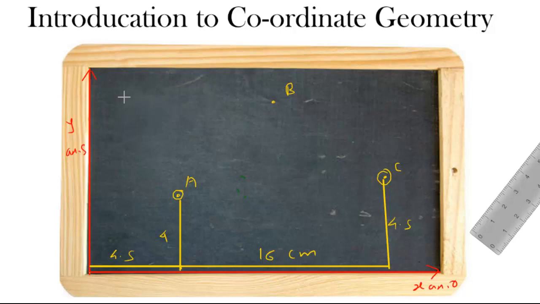For the point A, the horizontal distance was 4.5 centimeter. So we will write the horizontal distance 4.5 centimeter. This horizontal distance is known as the x coordinate. Then we travel along the y-axis, along the vertical axis. For point A, we have traveled 4 centimeter vertically. So we will write the vertical distance like this. And this vertical distance is known as the y coordinate.